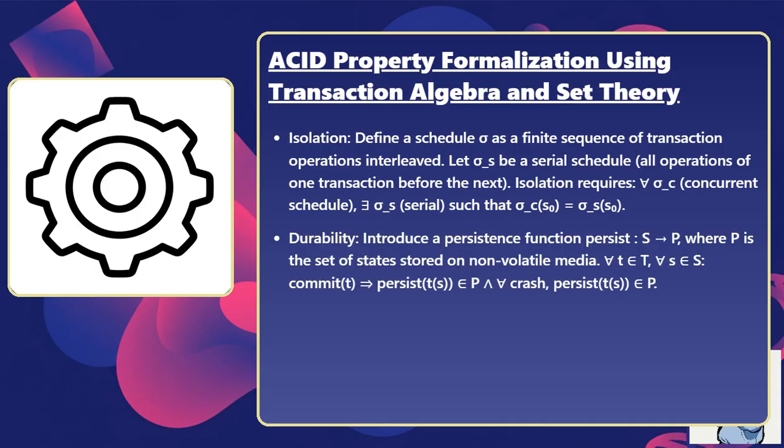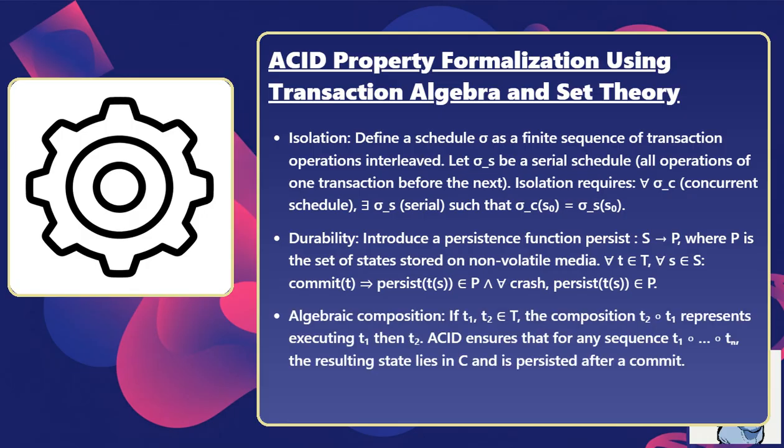Durability: introduce a persistence function persist from S to P, where P is the set of states stored on non-volatile media. For all T in T, for all S in S, if commit of T then persist(T(S)) is in P, and for all crashes persist(T(S)) is in P. Algebraic composition: if T1, T2 are in T, the composition T2 ∘ T1 represents executing T1 then T2. ACID ensures that for any sequence T1 composed through Tn, the resulting state lies in C and is persisted after a commit.